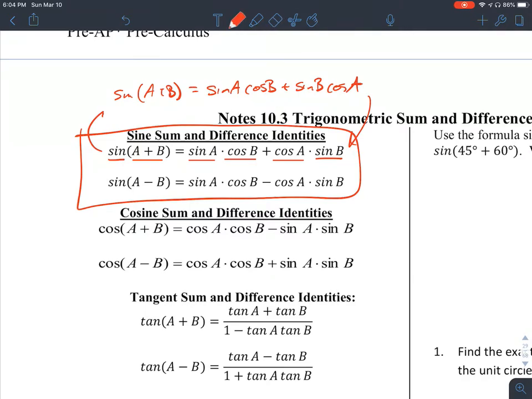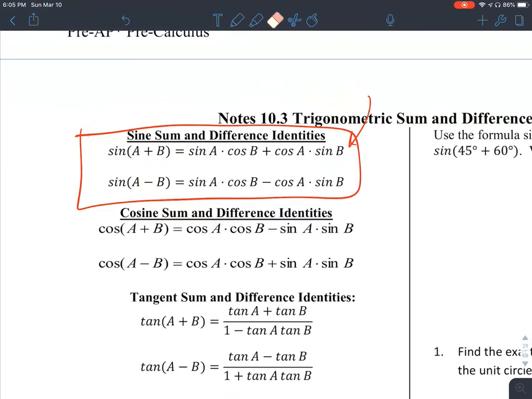The next one, sine of A minus B, is the same thing, but instead of a plus, we have a minus. Once again, this needs to be memorized. It has to be.